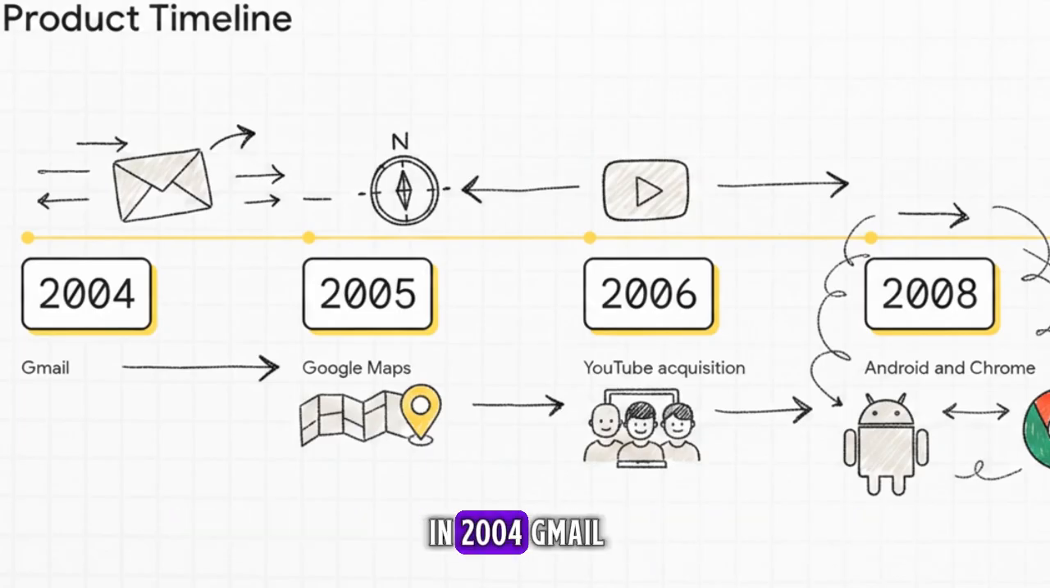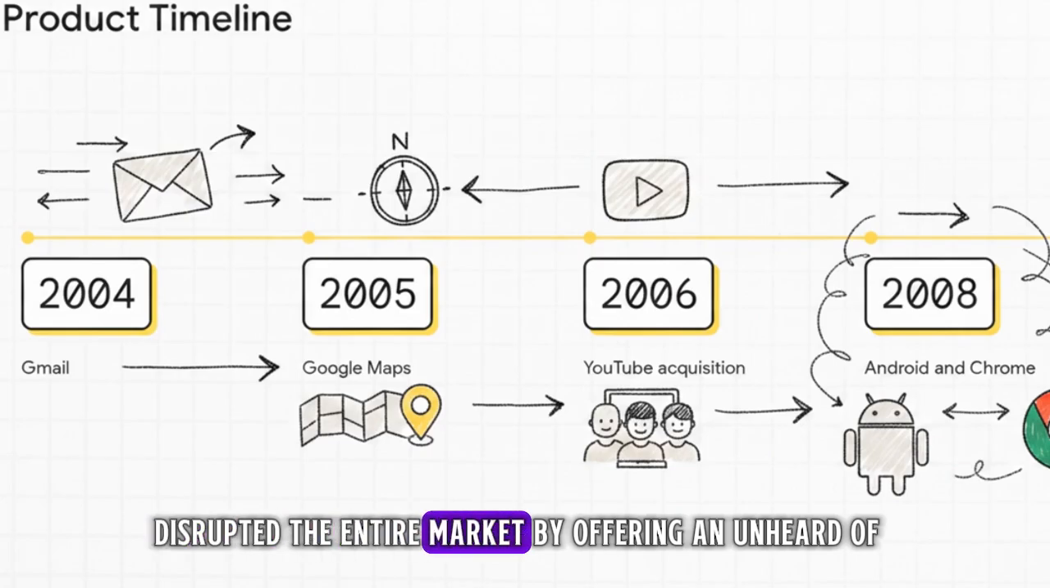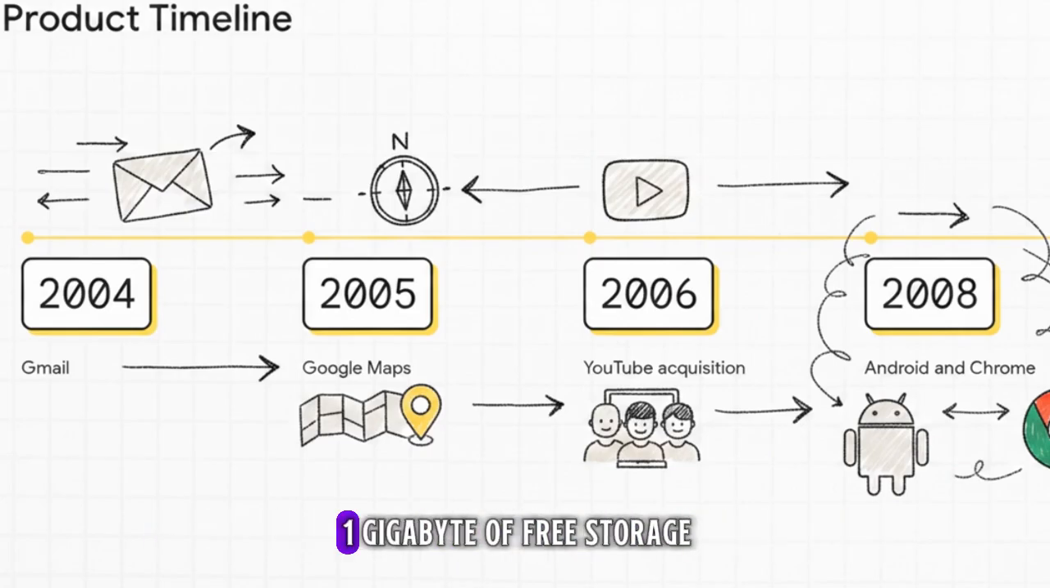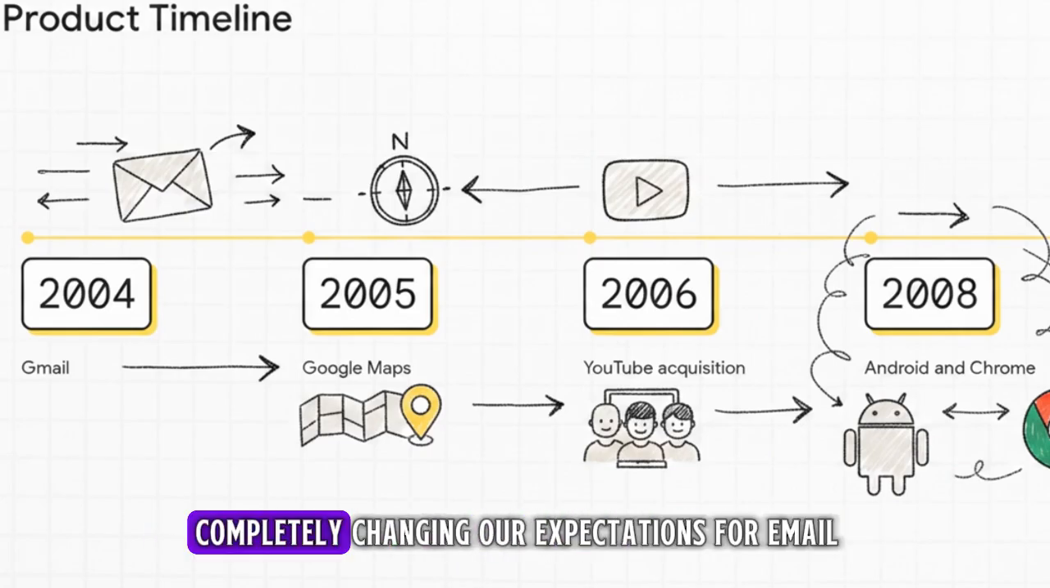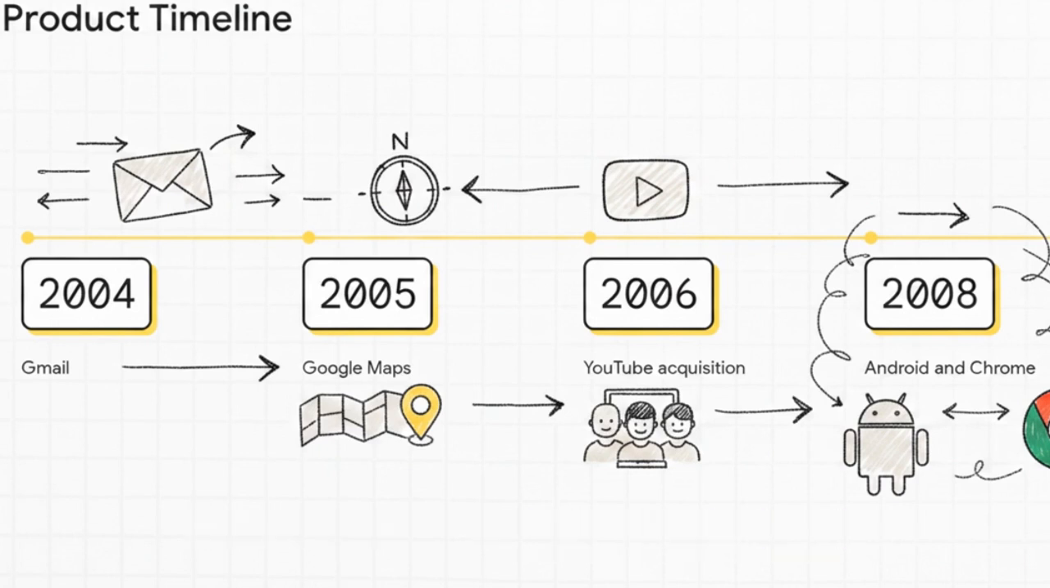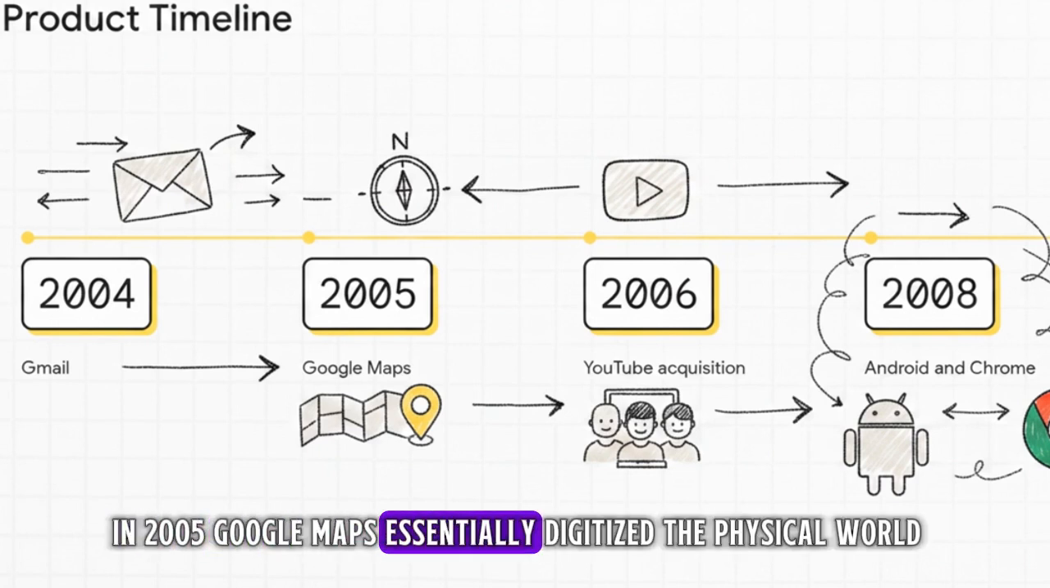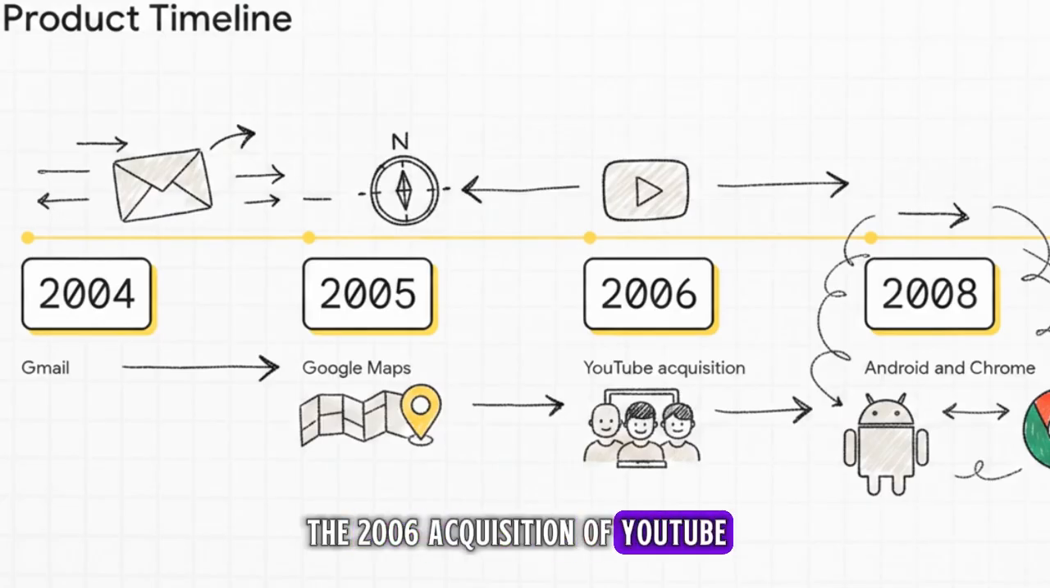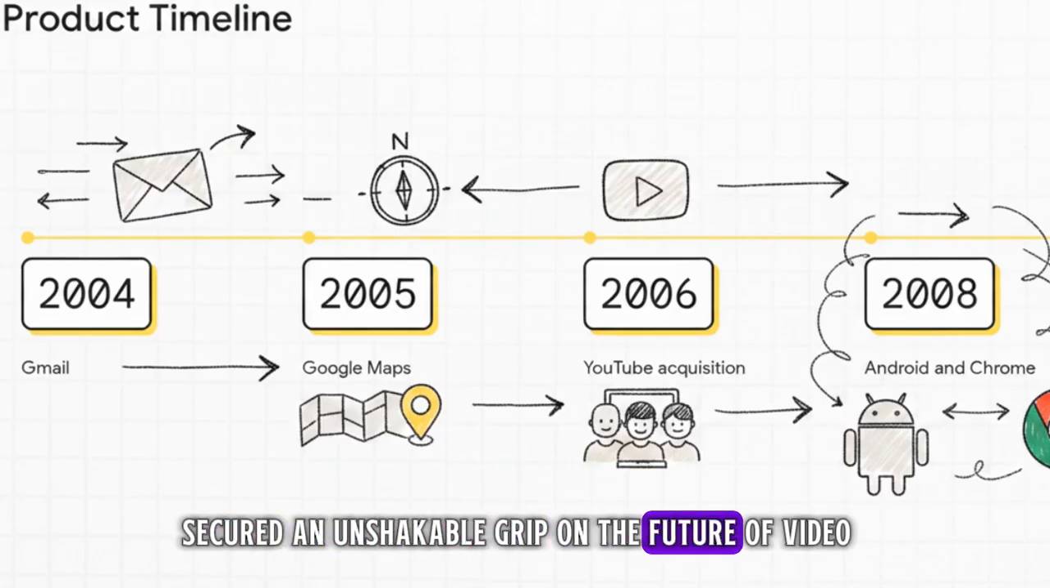In 2004, Gmail disrupted the entire market by offering an unheard of 1 gigabyte of free storage, completely changing our expectations for email. In 2005, Google Maps essentially digitized the physical world. The 2006 acquisition of YouTube secured an unshakable grip on the future of video.